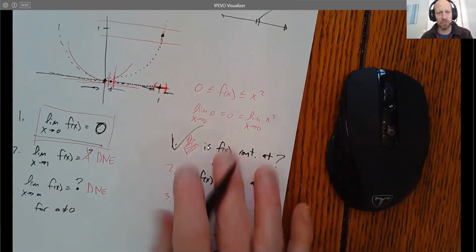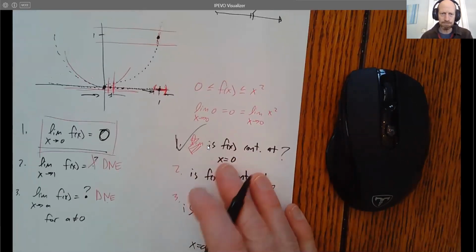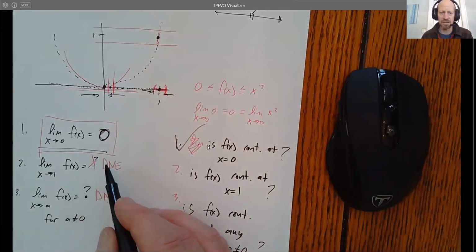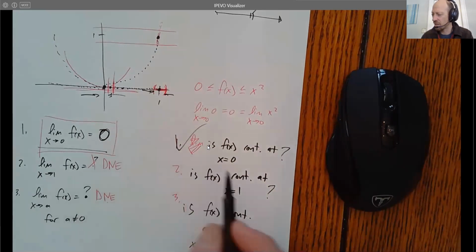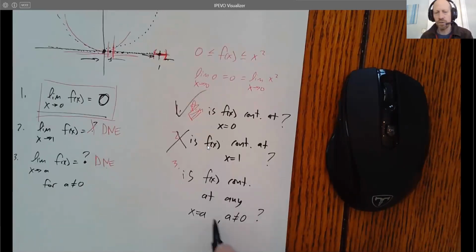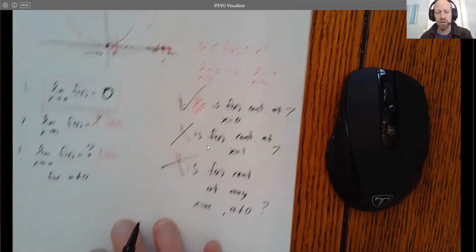How about at x equals 1? Well, you can see that fails, right? Because the limit doesn't exist. If the limit doesn't exist, it cannot be continuous. Is it continuous at any value outside of 0? Well, same argument, right? The limit doesn't exist there, so it can't be continuous.